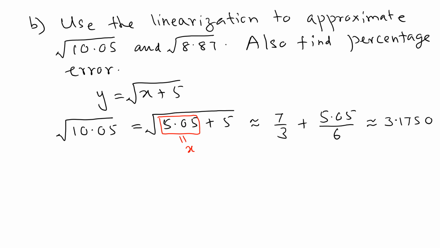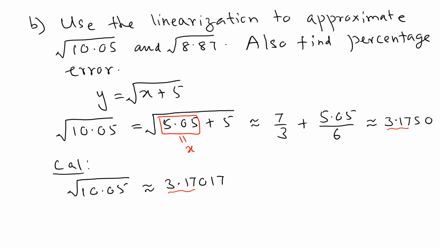Now let's see, just for the comparison, what you actually get for this value if you use a calculator. So if you calculate √10.05 on a calculator, you get approximately 3.17017. If you look at these two values, you can see the first 3 decimal digits are exactly the same. So the error starts at the 3rd place.